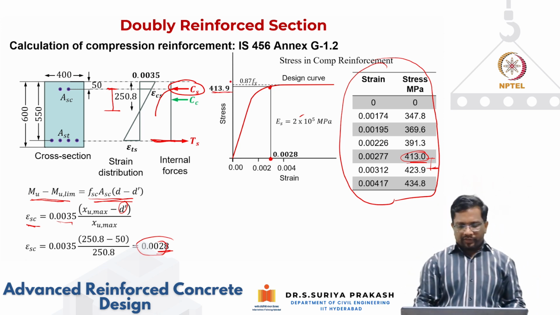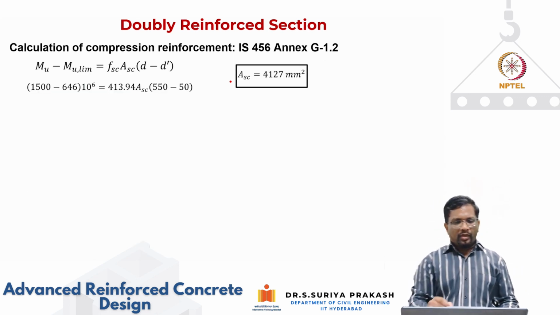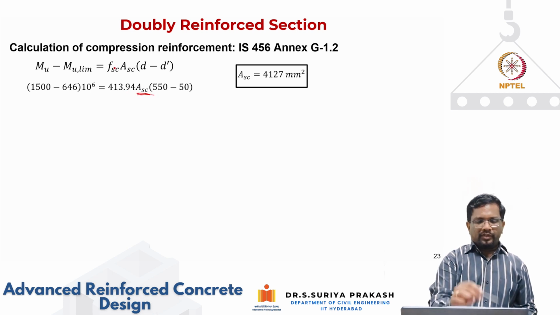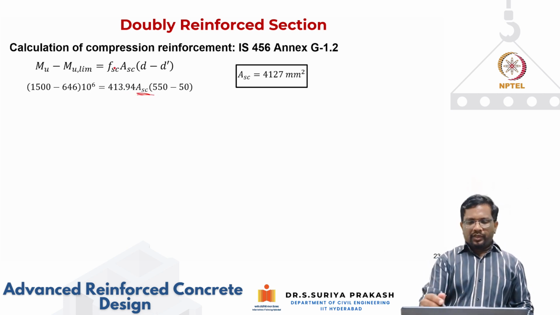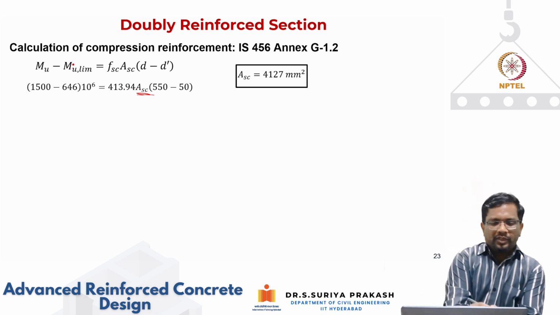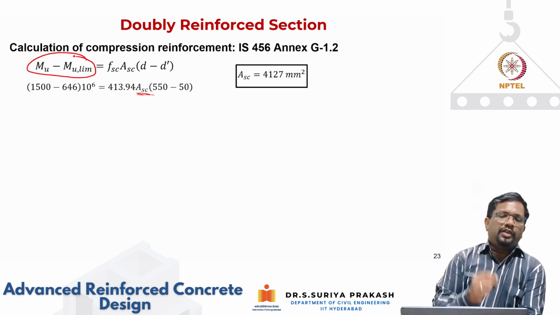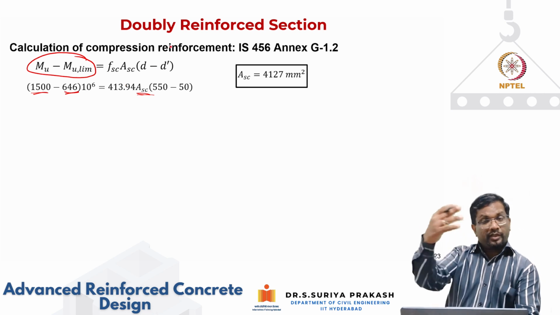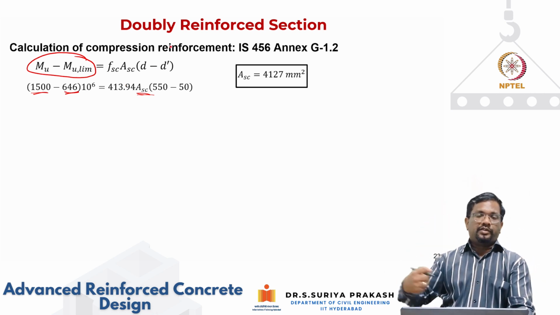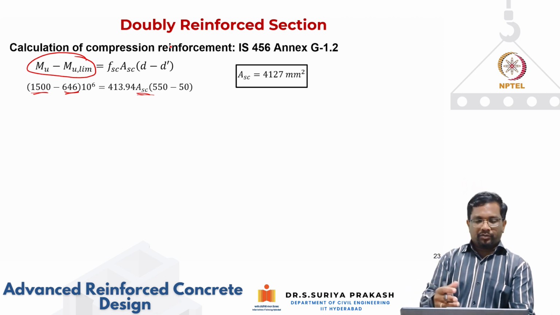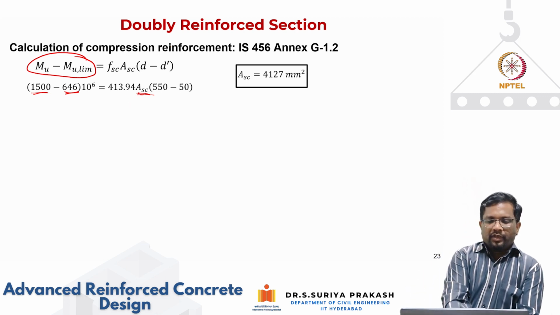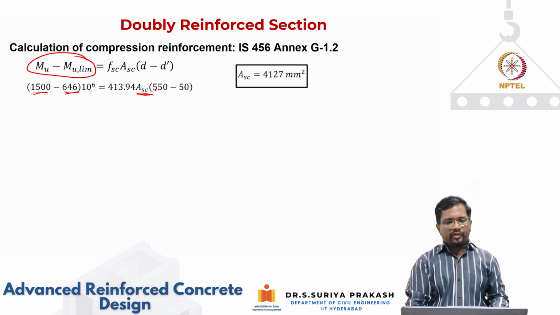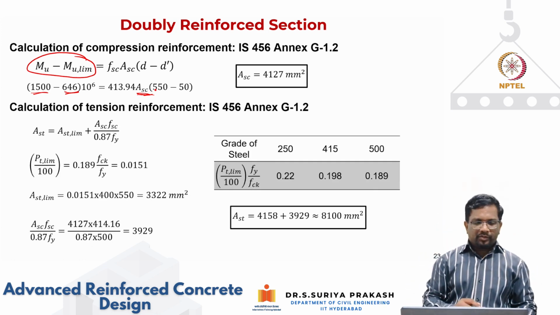Now I got the stress, so I can calculate the area of steel when this compression steel is at this stress. So this is the additional moment resistance that I need to get. This is your Mu limit, this is your demand. The difference has to come from this compression steel lever. That has to be equated by the tension contribution from the additional steel that we are going to provide, that we will see. So from this we can calculate your area of compression steel as 4127 mm squared.